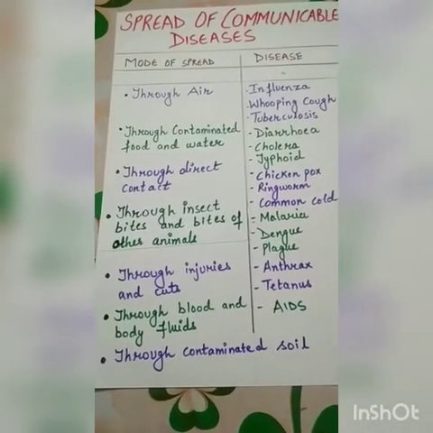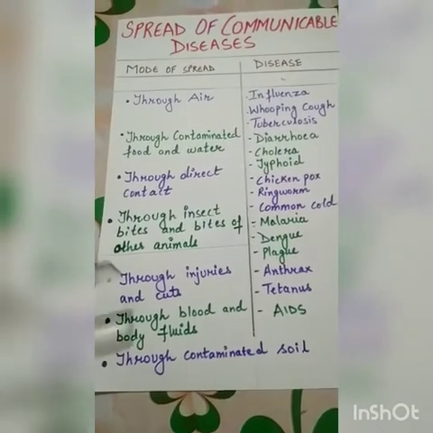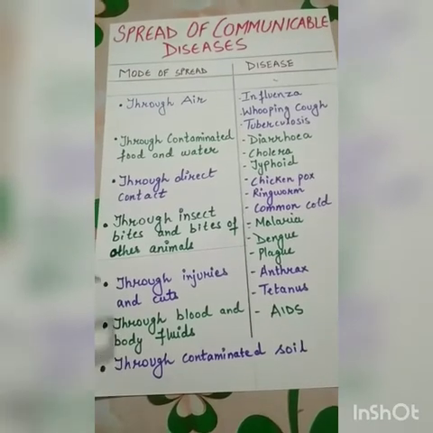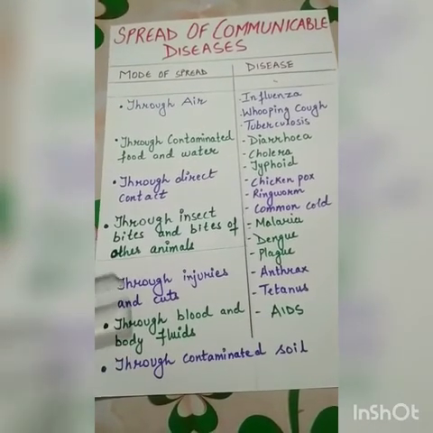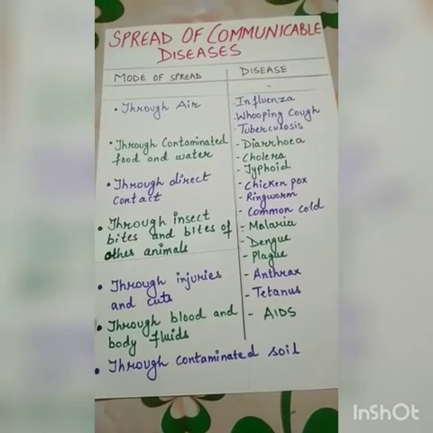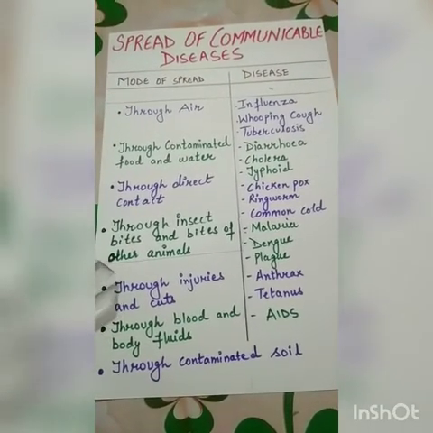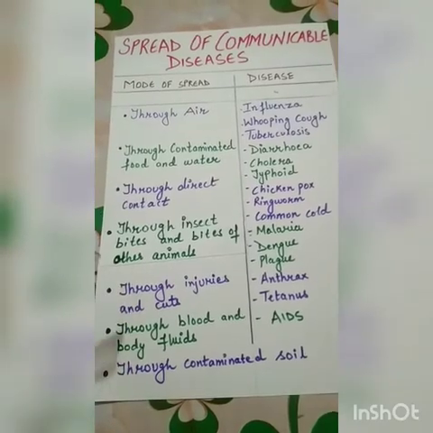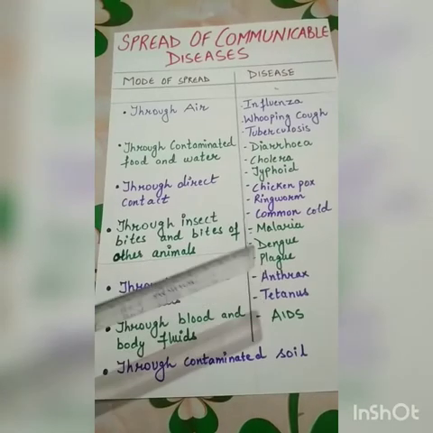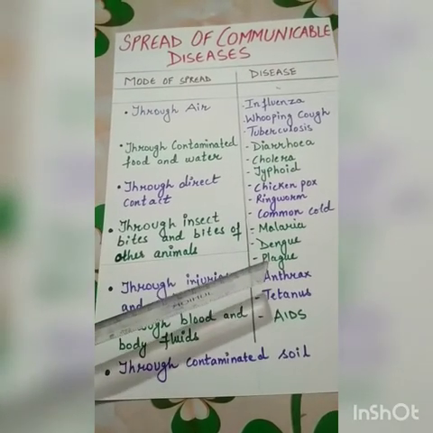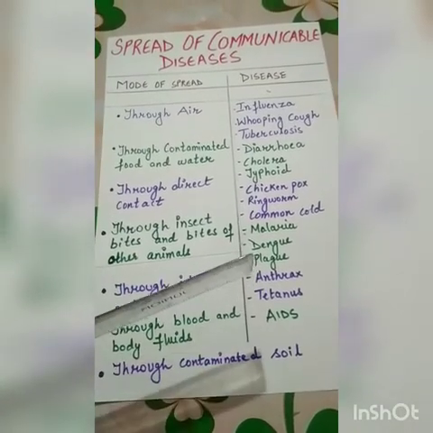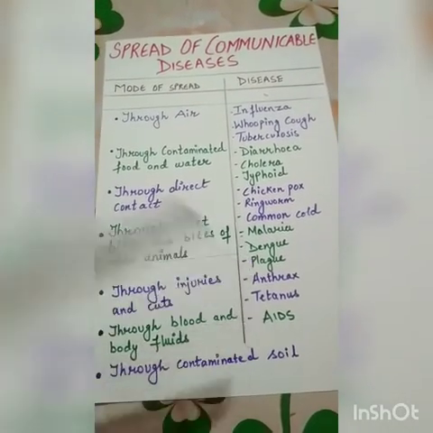Then there are some diseases which spread through injuries and cuts. Some communicable diseases can spread through injuries and cuts, as germs can enter the body through open wounds or cuts. Diseases like anthrax and tetanus spread through injuries or cuts in the body of a person, as the germs of these diseases can enter only through them.